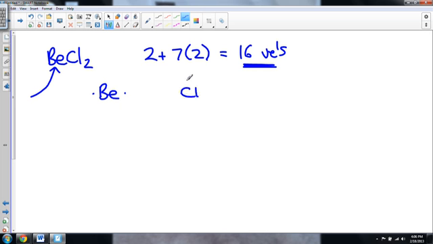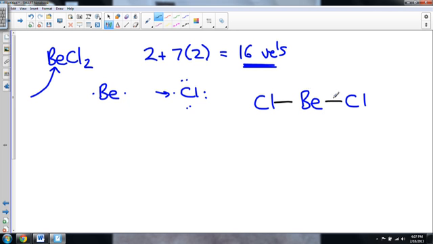And chlorine has 7 valence electrons, it's in group 7. Notice that it only has 1 place. Therefore, the beryllium is central. And hopefully it makes sense to you that then the chlorines are either side of the beryllium. And of course, the simple way to hook these two up is just to put single bonds here. Right? But this has only used 4 electrons, 2 here and 2 here.